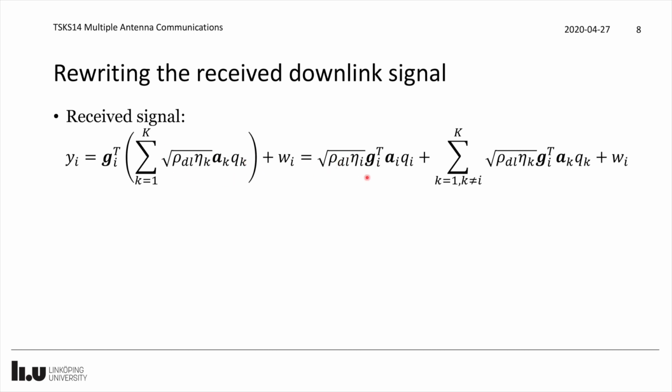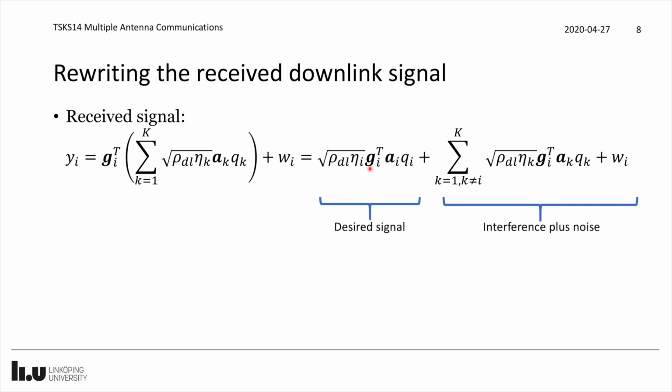It's this one. So we have the power, we have the inner product between the channel and the precoding vector of the user of interest, and here we have the signal meant for user I. So this is the desired signal. The rest here is containing interference plus noise. So we have the same summation as before, except that we have removed the term where k is equal to I. And then we have the same noise term here. And this is going to be interference and noise.